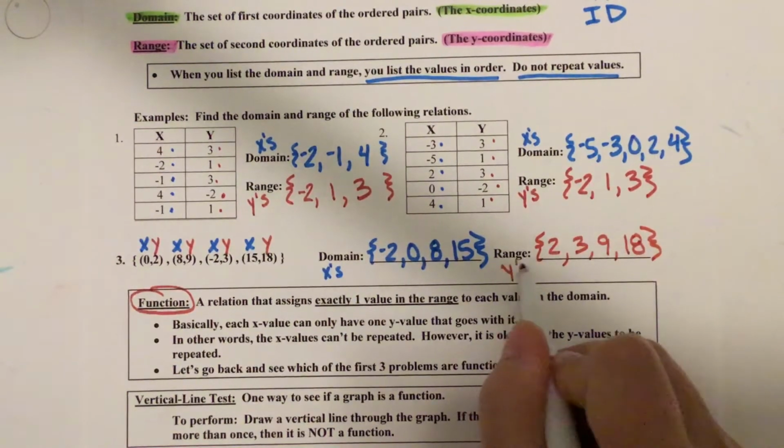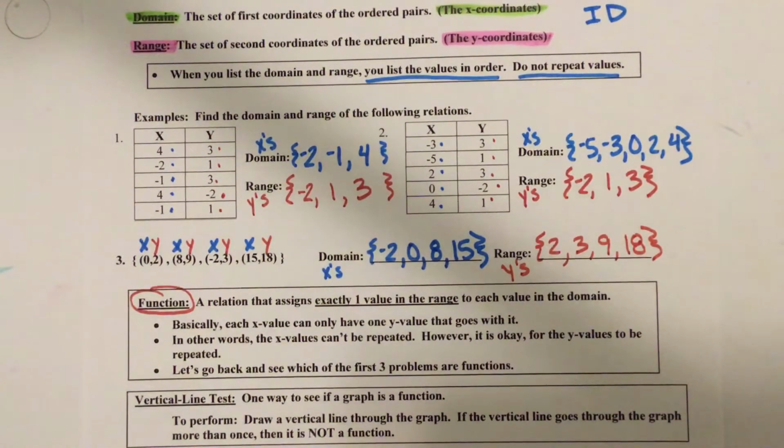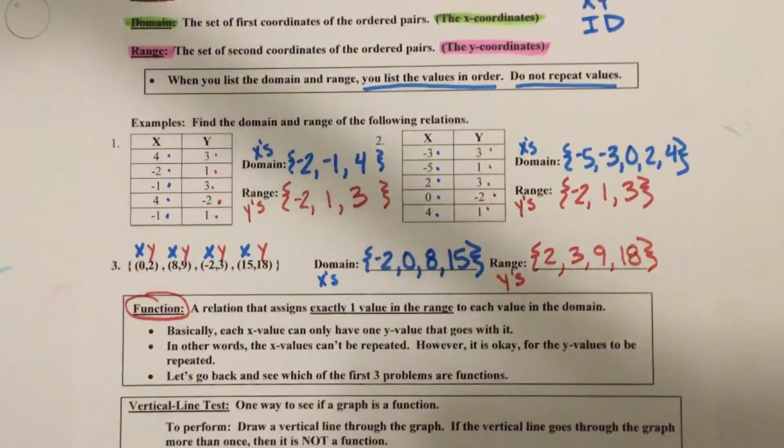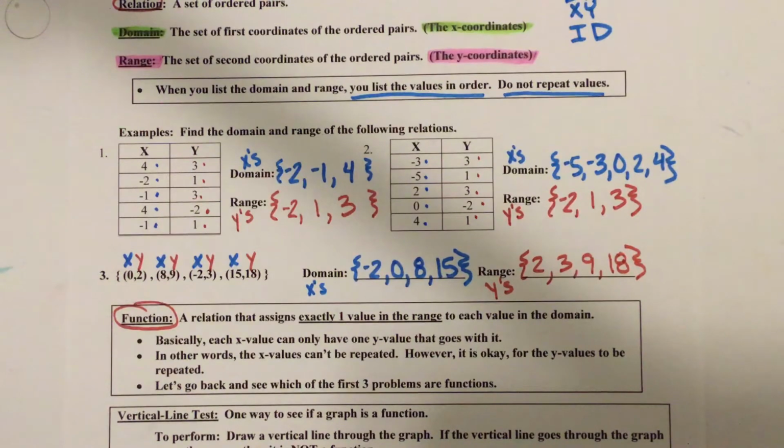So range are your Y's. Smallest to largest, don't repeat. Domain are your X's. Smallest to largest, don't repeat. Okay, do you remember that from your past? That's not so bad. That's pretty easy.